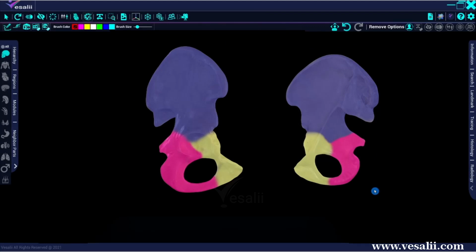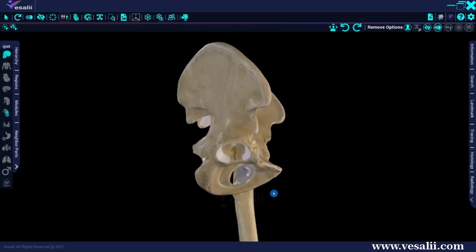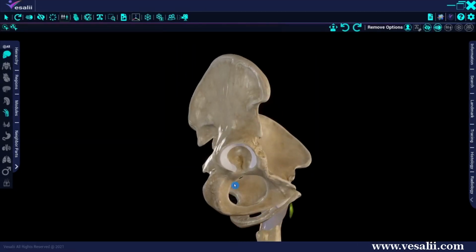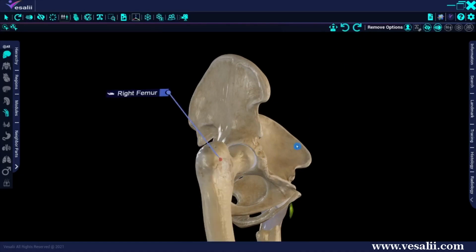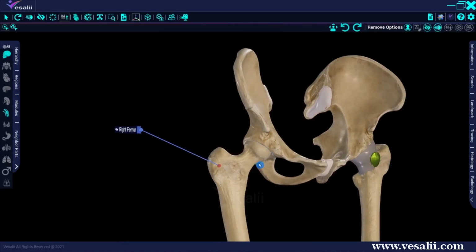Before puberty, the three parts of the bone are separated by cartilages. But by the end of puberty, they become fused, forming a cup-shaped socket known as the acetabulum. The acetabulum articulates with the head of the femur to form the hip joint. You can check our video on the acetabulum and hip joint for more information.